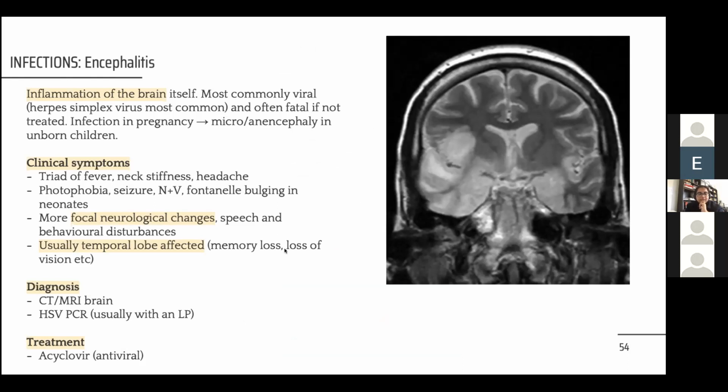The symptoms are similar to meningitis, but you have more focal changes because it's the actual brain that's been affected. So especially the temporal lobe is the one that's most affected, and so you might have some sort of memory loss and some loss of vision because the optic pathways go through the temporal lobe. You diagnose this with a CT or an MRI, like this one here, and with a lumbar puncture, you would do a PCR looking for this virus, and you treat it with antivirals.